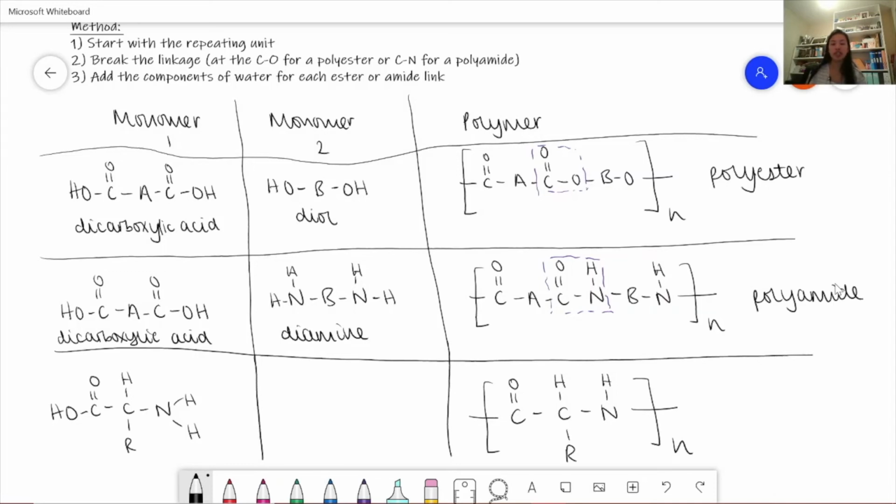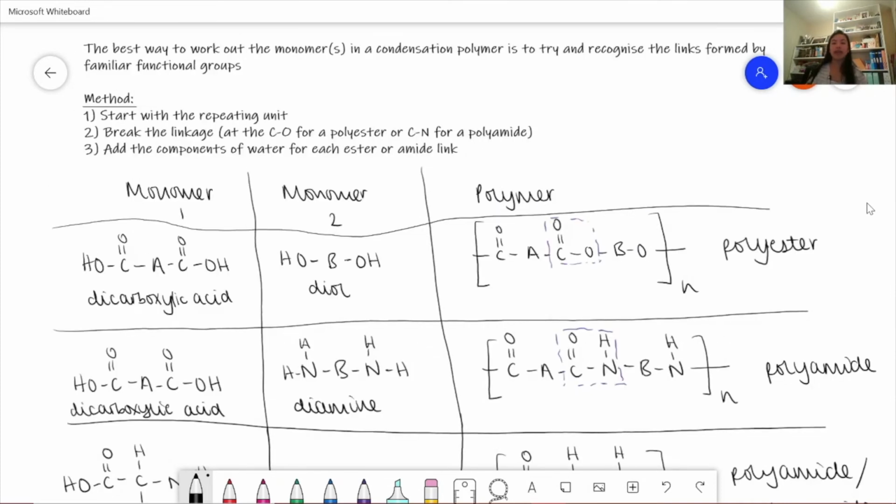And so using this table, we should be able to see the different monomers which make up the polymers. So again, this is a polyamide or a polypeptide. And so this should help us if we've kind of got this table in our heads. And so the method that we use is first we start with the repeating unit, and then we break the linkage at the CO bond for a polyester, or at the CN bond for a polyamide. And then we add the components of water for each ester or amide link back.